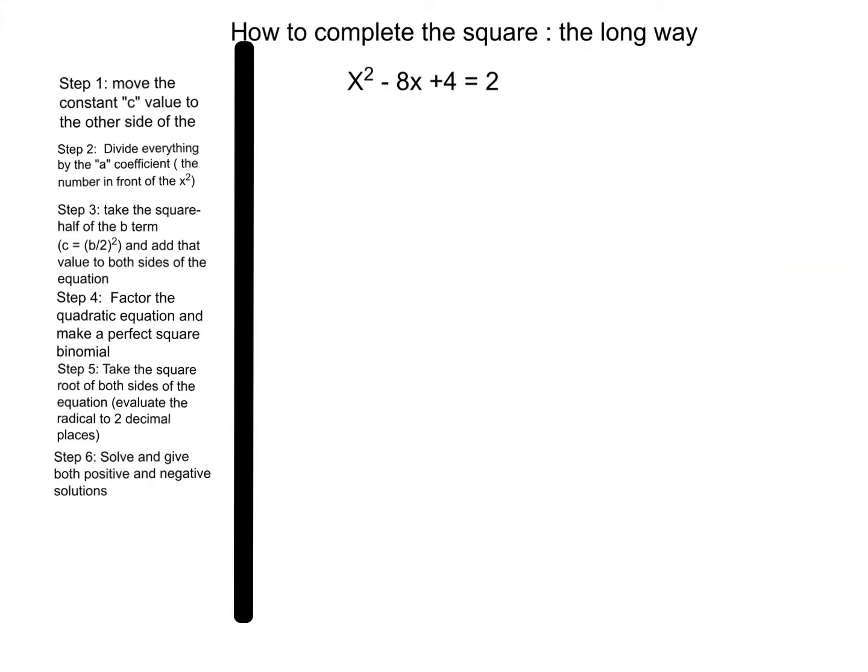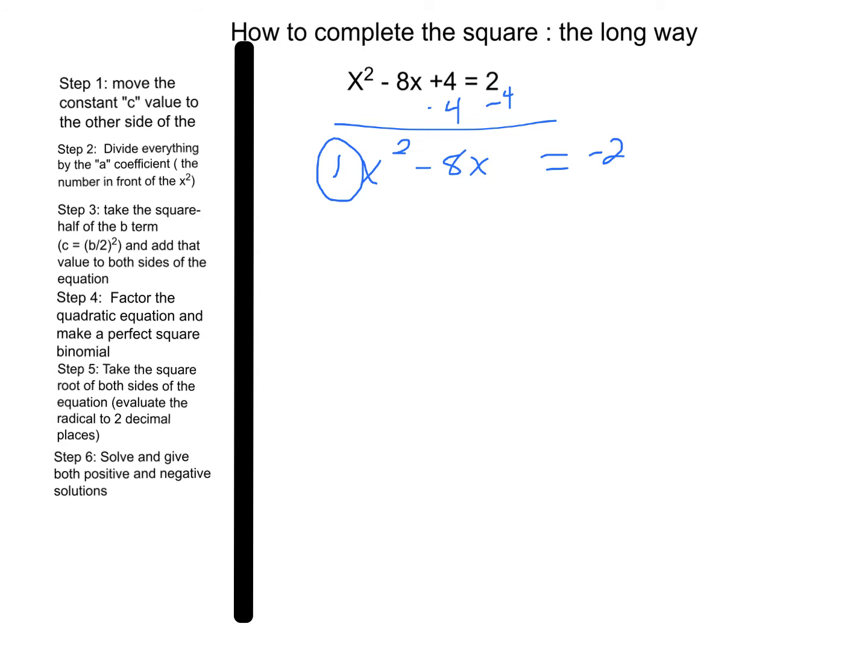Alright, so let's look at another one. First thing I'm going to do, step 1, is move the c value to the other side. So it's minus 4: x squared minus 8x equals negative 2. Next, divide everything by the coefficient in front of the square. There isn't one except the number 1, and that's not going to do much for us, so we're okay.